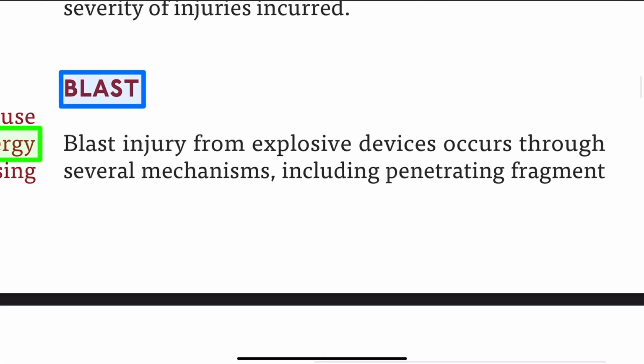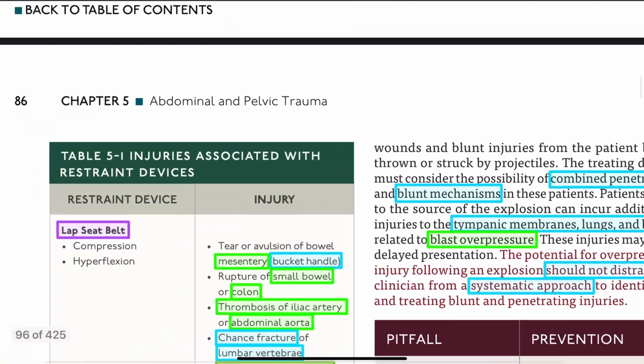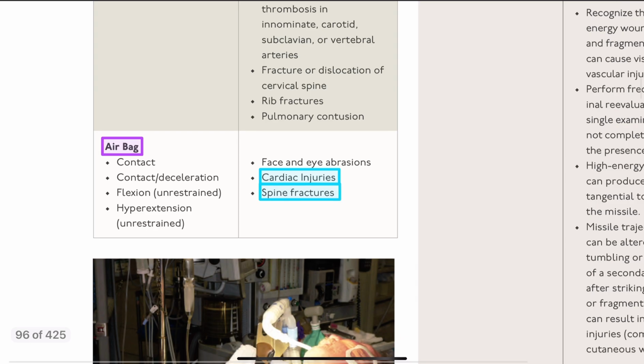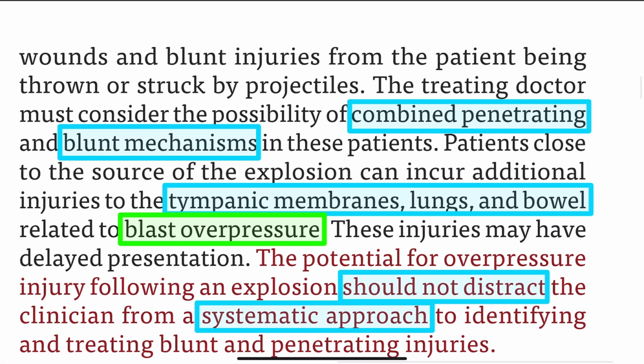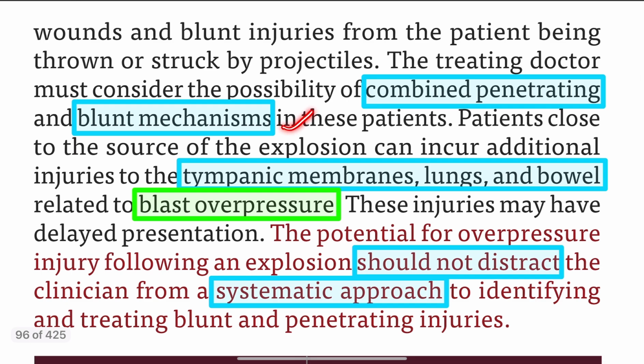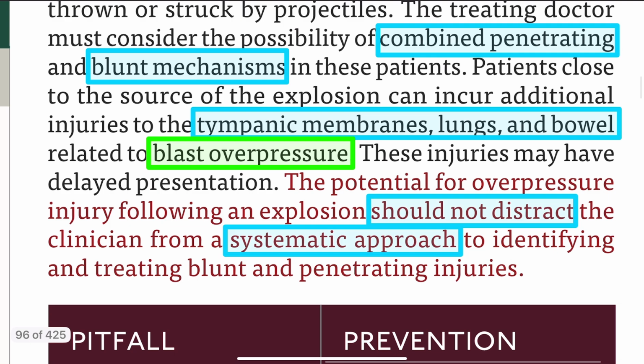Now come to the blast. Blast is a combination of blunt injury and penetrating injury, so a combined penetrating and blunt mechanism. Other specific organs injured in blast are the tympanic membrane, lungs, and bowel, so air-containing organs, because of blast overpressure. The clinician should not be distracted by the blast injury. You have to follow the normal systematic approach, like the ABCDE approach.